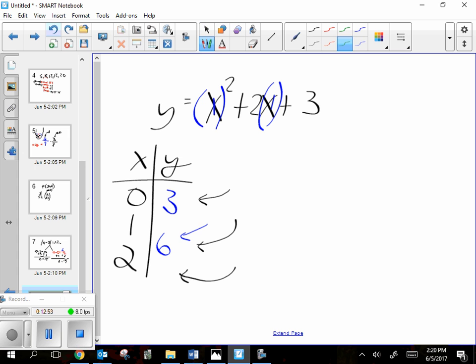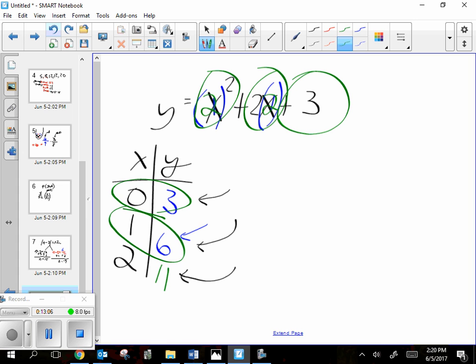And the last one, put in a 2. The 2 goes in here, 2 goes in here. That's 4. That's 4. That makes 8. Well, 8 plus 3 is 11. And then all you'd have to do is graph 0, 3, 1, 6, and 2, 11. 0, 3 means over 0, up 3, so I'll put a dot like about there. Over 1, up 6, so it's a dot like there. Over 2, up 11, it's a dot like way up there.